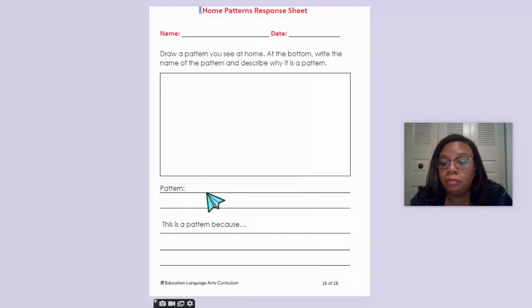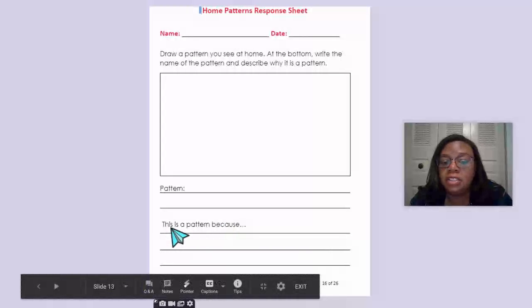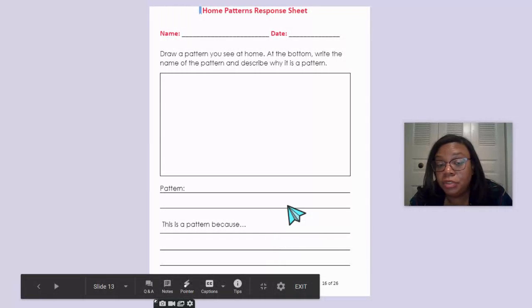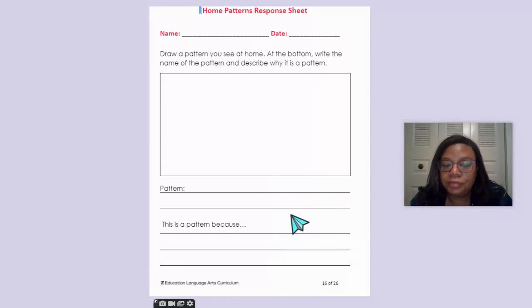And then you'll describe what pattern you used, or the name of the pattern you used, and then describe this is a pattern because. So this assignment is also on Seesaw. So you have options. You can write it and draw it here and then upload it to Seesaw. And then record what you wrote down, or type it out. You can do both. And that's all.